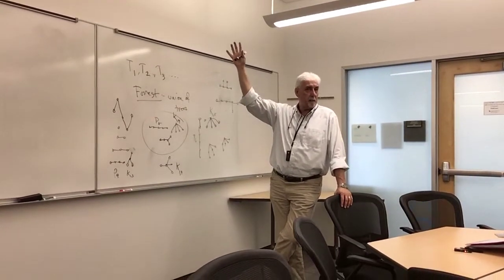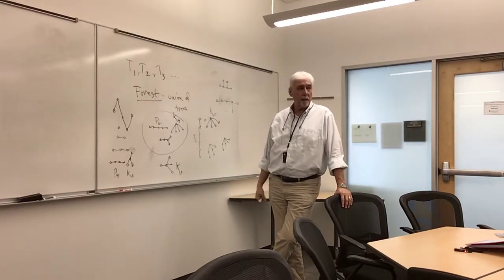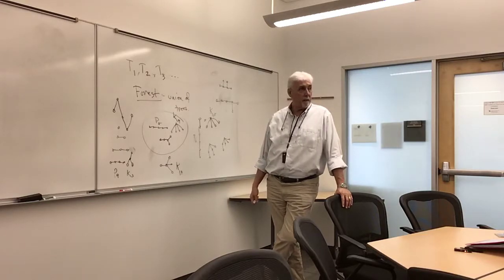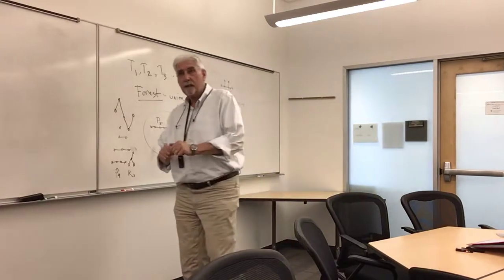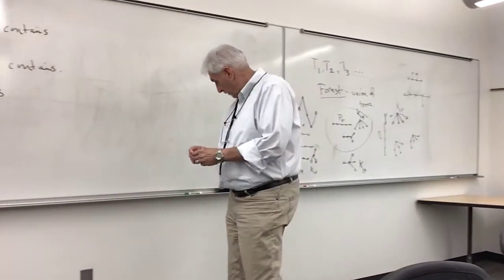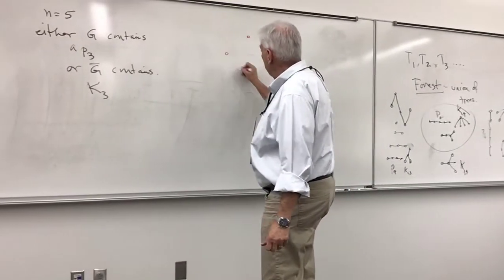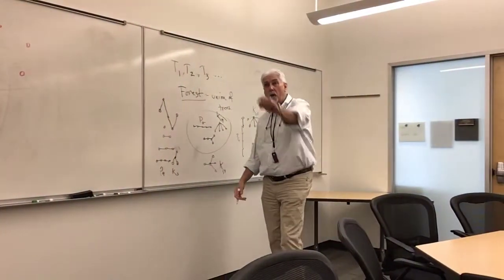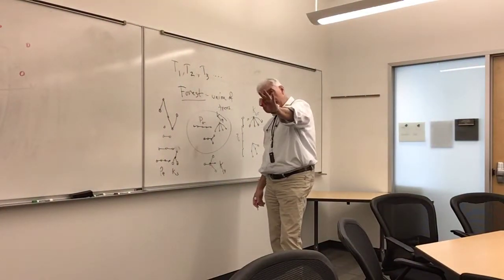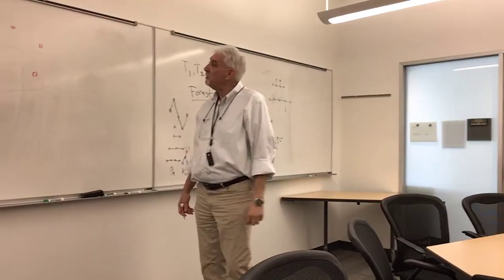So, who thinks they have a nice proof? G is order 5. Either G contains a P3 or the complement contains a C3 or a K3. Anybody? Okay. So if you take a graph of order 5, here's my graph. Here are my 5 vertices. I actually think we can do this with 4, or maybe there was a mistake in my proof, but I might be jumping ahead. Hold on. We're gonna come back to that.